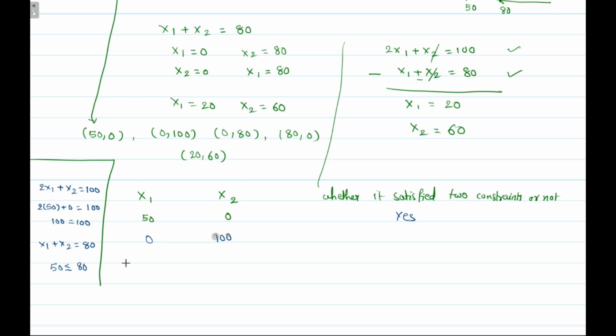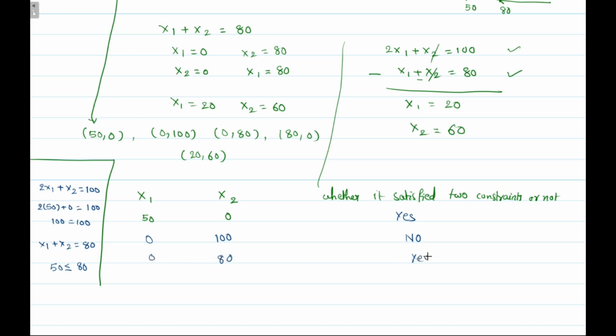If I substitute these two, x2 is 100 and x1 is 0, the first condition is satisfied, but the second condition fails because x1 is 0 and 100 is not equal to 80; 100 is greater than 80. It does not satisfy this condition. The third one is 0 comma 80. Substituting x1 equal to 0 and x2 equal to 80, 80 is less than or equal to 100, which is satisfied, and 80 equal to 80 is also satisfied. So for 0 comma 80, the conditions are satisfied.